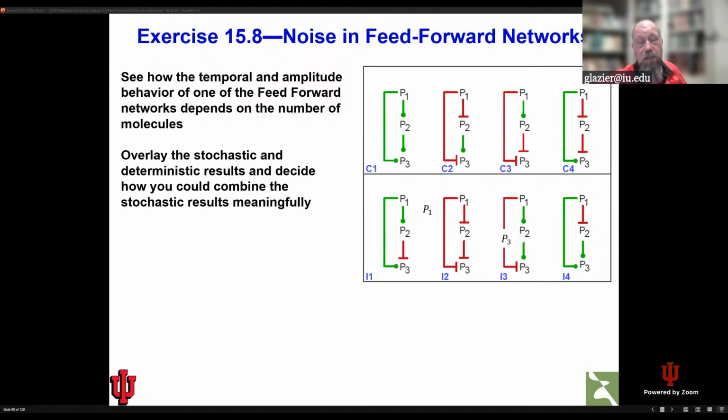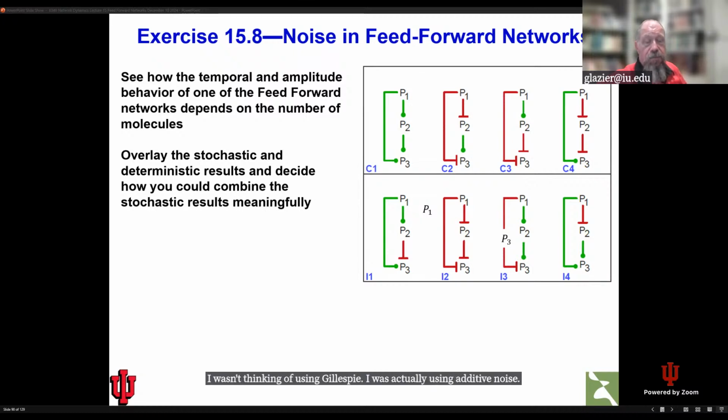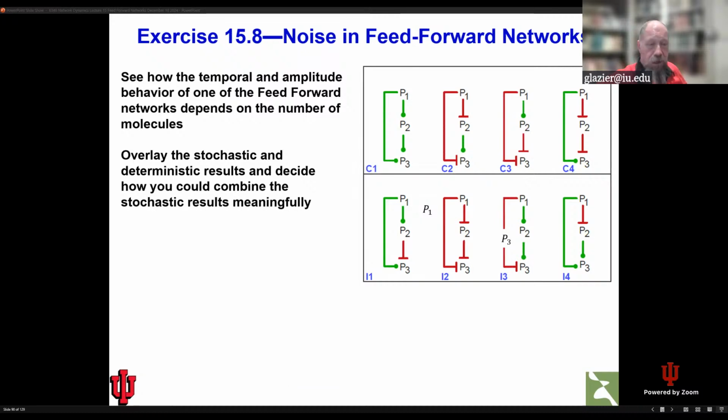Now, actually, when I wrote this problem originally, I wasn't thinking of using Gillespie. I was actually using additive noise. But additive noise has some issues in tellurium antimony, and so I don't want to spend the time showing you how to do additive noise. There are random number generators you can use inside of tellurium antimony, but that's one of those things we'll just have to leave. If you're interested, you can read about it, but we're not going to do it in class.